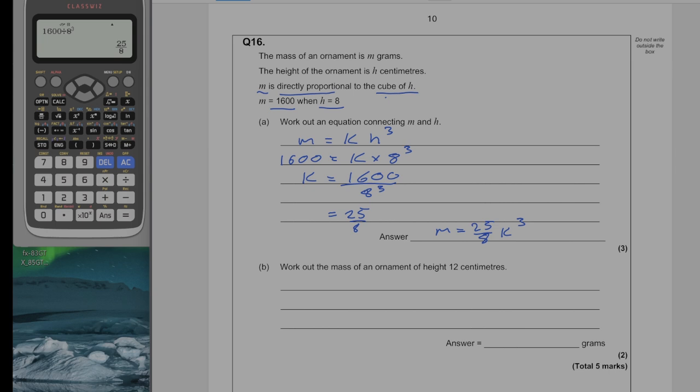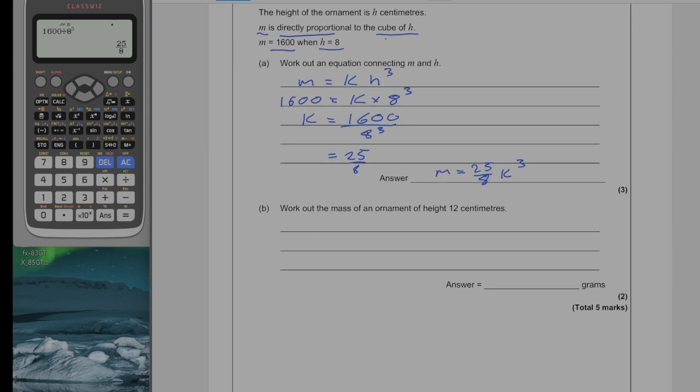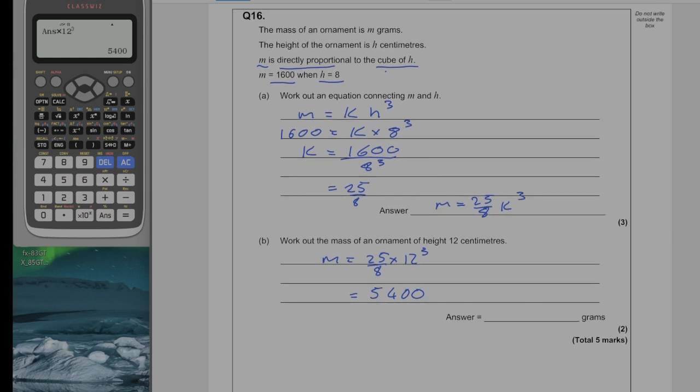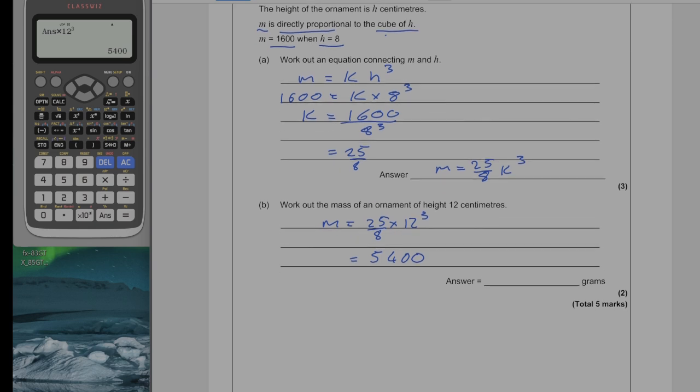Work out the mass of the ornament when the height is 12 centimeters. So m is going to be equal to 25 over 8 times 12 cubed. Already got that there, so we're going to just times by 12 cubed. So the height should be 5,400. Just double checking my units. Yeah, mass in grams, so we're looking at 5,400 grams.